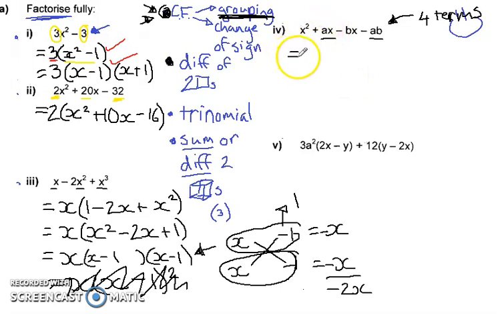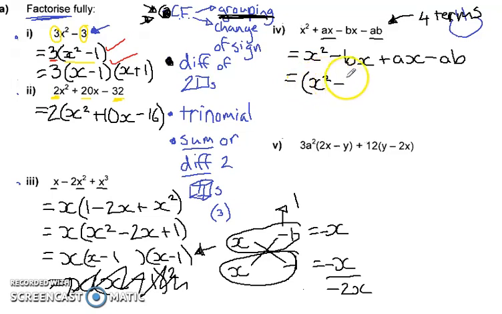The first thing I'm going to do is rearrange it. So I've got x squared minus bx plus ax minus ab. And now I'm going to group it. So I'll put x squared minus bx. I've got to be careful here. I'm going to run out of space if I don't write smaller. And then ax minus ab.